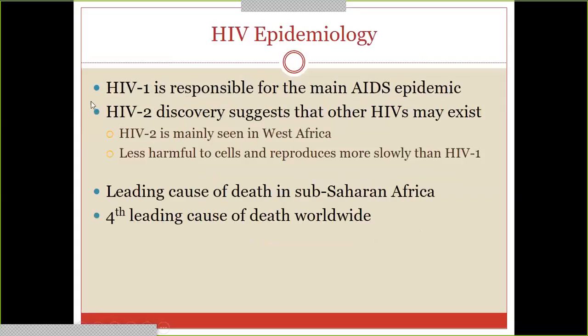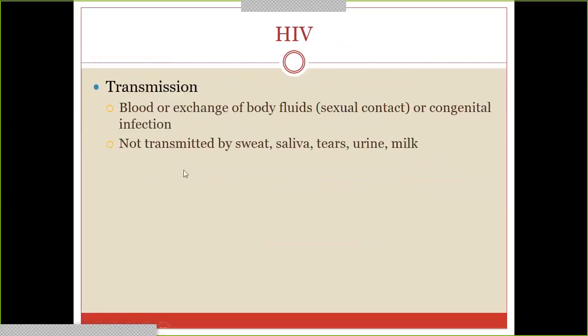So HIV-1 is the main guy that's responsible for most of AIDS, but HIV-2 exists mostly in West Africa. And they think that there's possibly a lot more than just these two HIVs. So it is the number one cause of death in sub-Saharan Africa, 4th leading cause of death worldwide. So it is a big thing to know and think of.